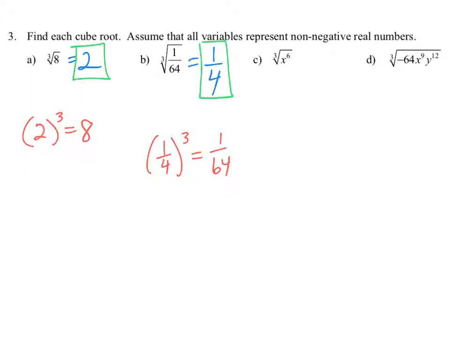Now in terms of variables, take into consideration here, we want to find the cubed root of x to the 6th, and that is going to be x to the 2nd power. And the way you can check this is to take x to the 2nd power, raise it to the 3rd power, and a power to a power you multiply. So we're looking for perfect cubes, and that's going to be x squared.